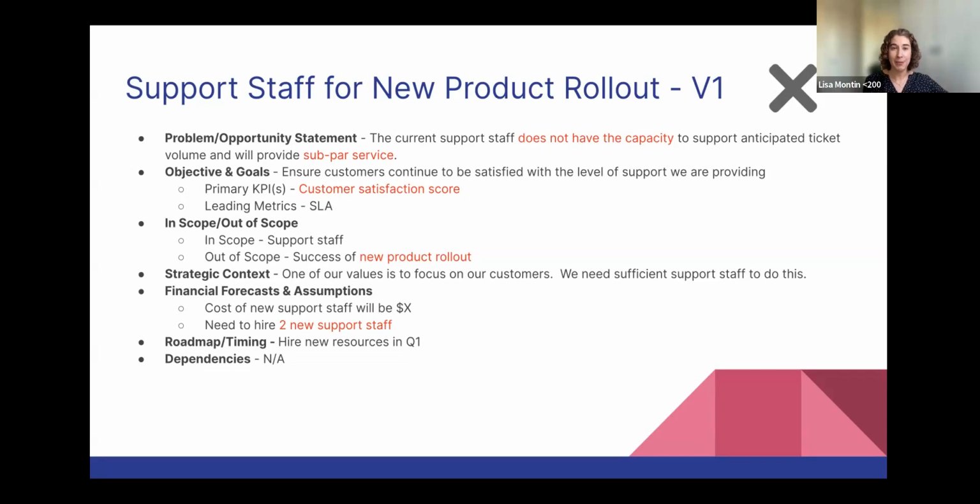Problem opportunity statement. The current support staff does not have the capacity to support the planned volume and will provide subpar service. Okay, those aren't good things. No one's happy. The support staff doesn't have the capacity and the service is going to be subpar. But it's not sufficient. It needs to be linked to a business outcome. So we'll talk about how to do that on the next slide.